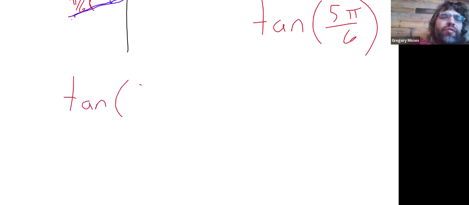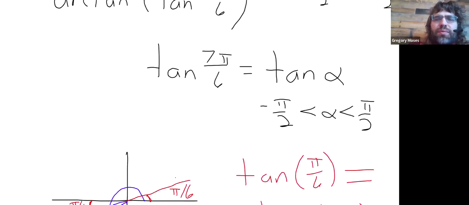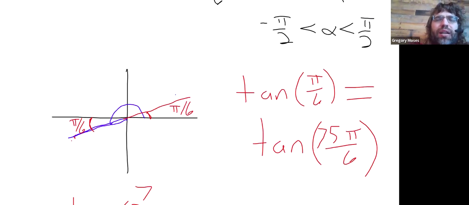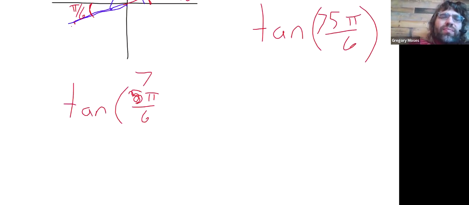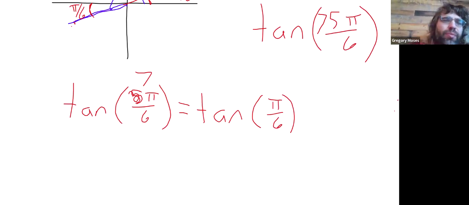The tangent of 7 pi over 6 is the same as the tangent of pi over 6.